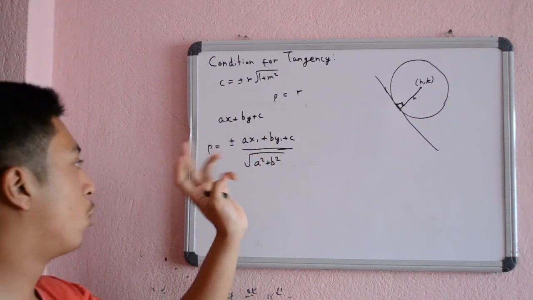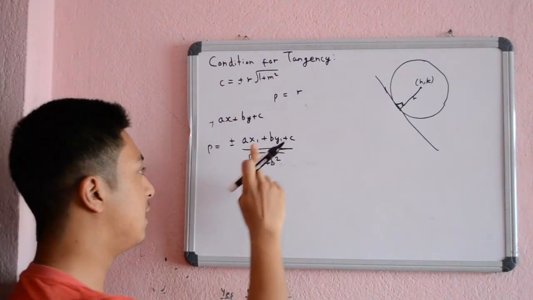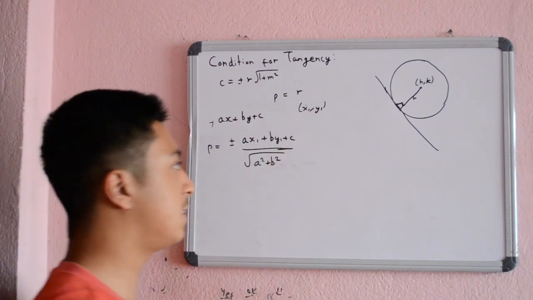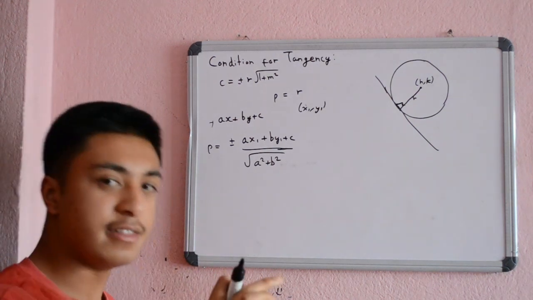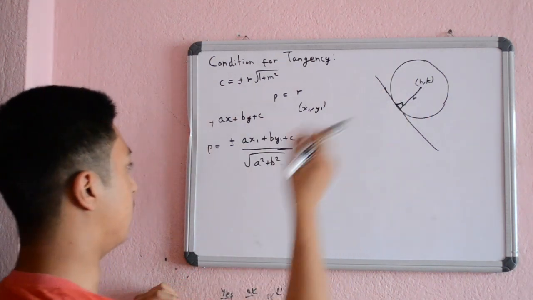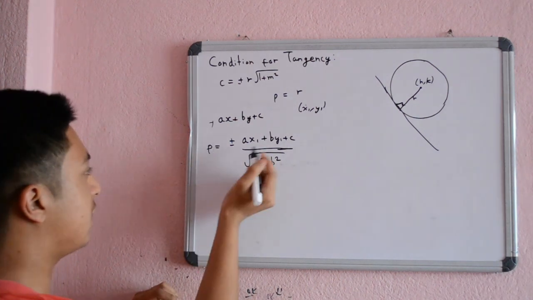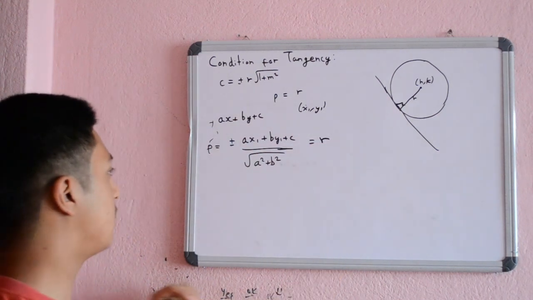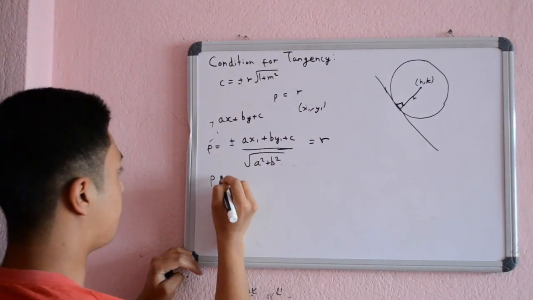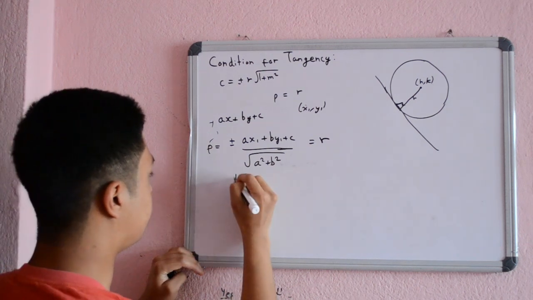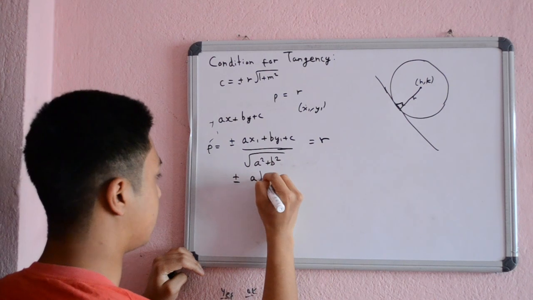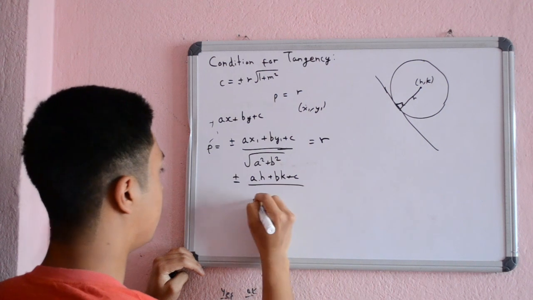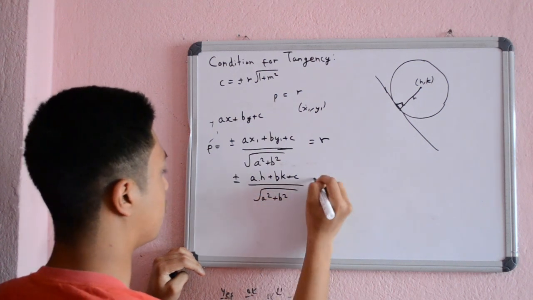And a and b are the coefficients of x and y of this line, and this x1 comma y1 is a point from which we want to find that perpendicular distance to the straight line, and in our case it is the center. And this perpendicular distance, in our case the tangent line, has to be equal to the radius of the circle. So that means the perpendicular distance is plus minus a, and our x1 is h, plus b, and that is k, plus c, over root a square plus b square, is equal to r.